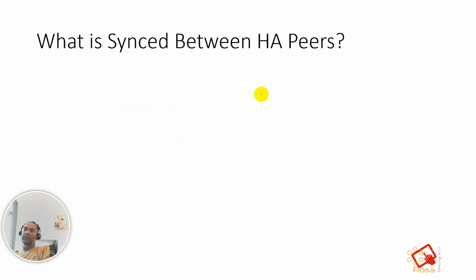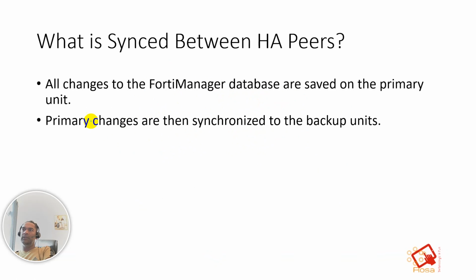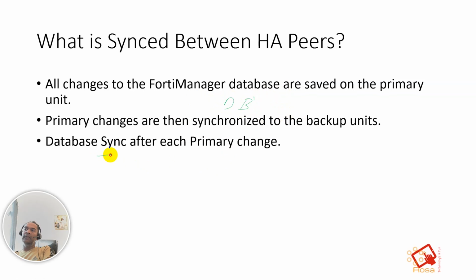What is synced between the HA peers? All changes to the FortiManager database are saved to the primary unit. Primary changes are then synchronized to the backup unit. So basically the configuration and every database, everything is saved on the primary, and the database is synced to the secondary. So it's a config sync and a database sync between the HA peers. Database sync after each primary change.